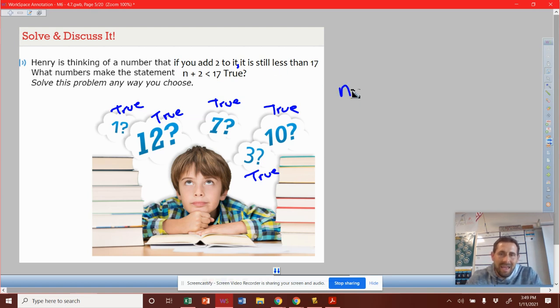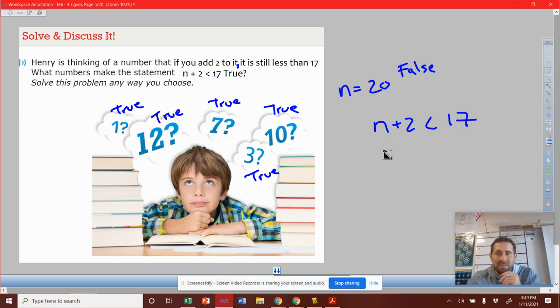What if I let n equal 20? 20 plus 2 is 22. Is 22 less than 17? No, that's false. So what are the answers? How do I solve it? Here's really what we're looking at. We got the problem n plus 2 is less than 17.